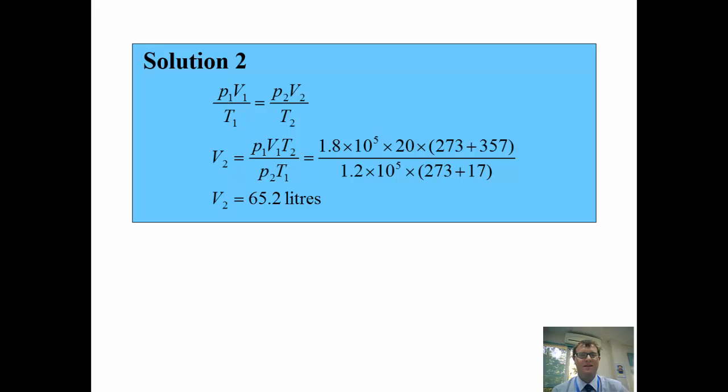Solution 2. Here, what we need to think about is rearranging for V2, as everything else is known. So we've got pressure 1 times volume 1 times temperature 2, divided by pressure 2 times temperature 1. And that gives us a volume of 65.2 litres. Now, this is the one rule which rules them all, because in any situation, if we have a constant, we can always work back to the original gas laws. So this is the bringing together of all the laws and allows us to work out these situations.